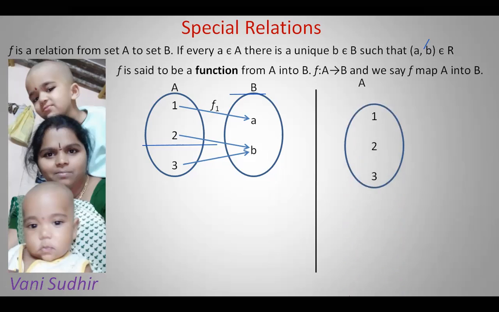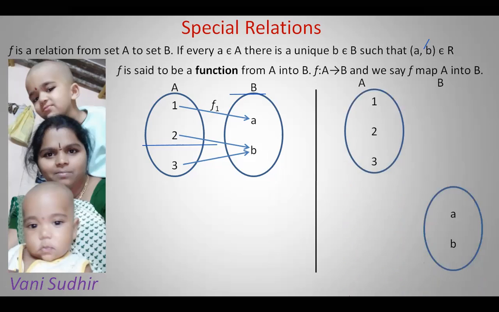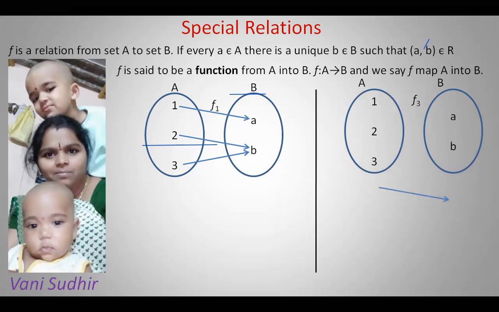One non-example I will discuss. Here f3 is some relation. 1 is related to a, 2 is related to b, and 3 is not related to any element. It can't be a function. You said for every a belongs to A, every element should have a unique relation. Here this element 3 does not have any relation. Therefore it can't be a function.